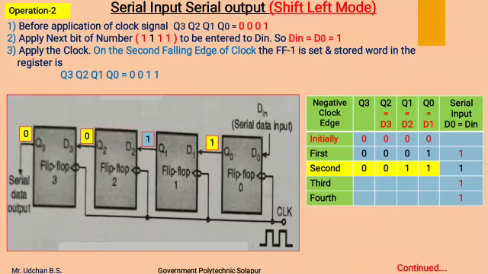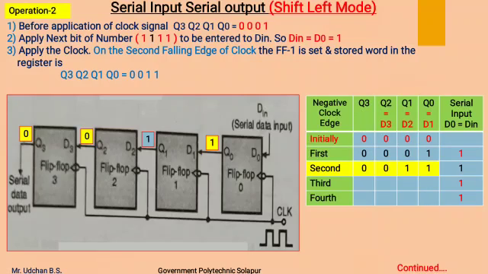Now before application of the clock signal, Q3, Q2, Q1, Q0 are 0, 0, 0, 1. Now I will put the inputs of each flip-flop before applying the clock pulse.